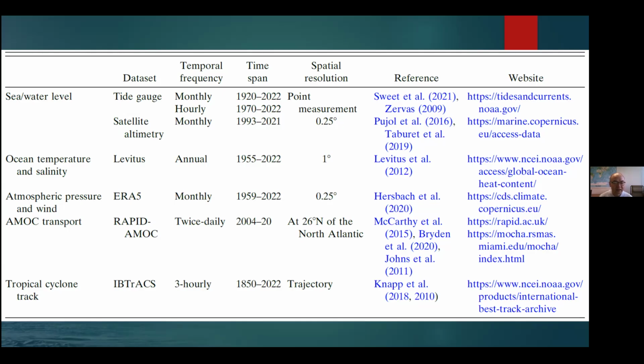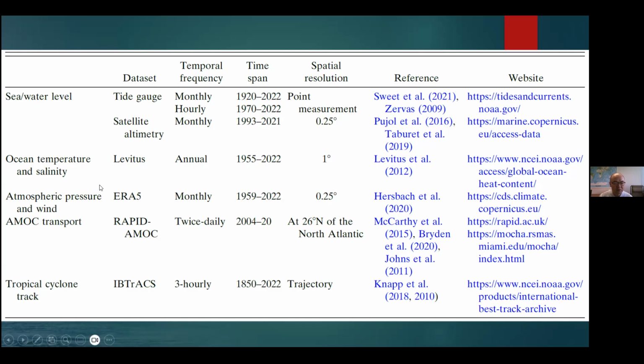For the satellite altimetry data, we use the Copernicus data sets from 1993 to 2021. The resolution of the altimetry data is a quarter degree. Satellite data provides the geocentric measurement of sea level. So altimetry data is for the absolute sea level rise.